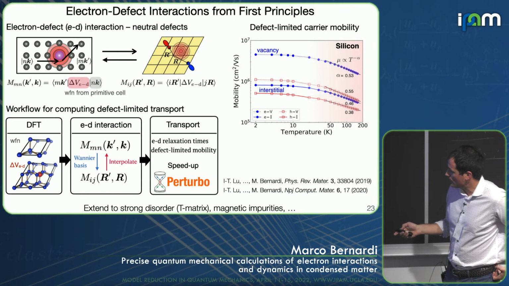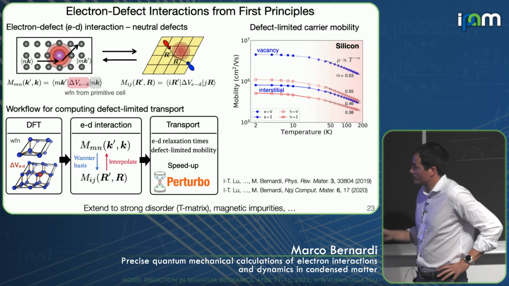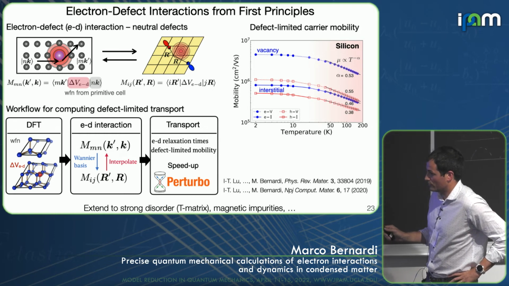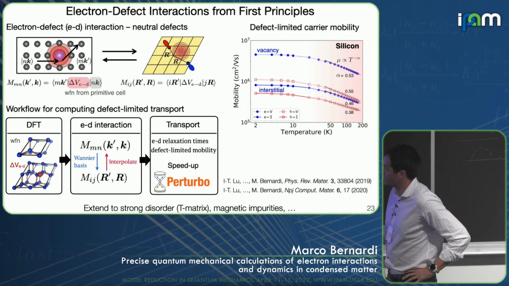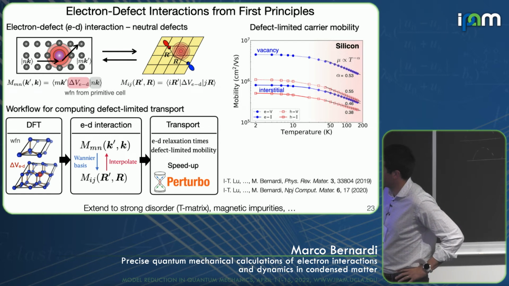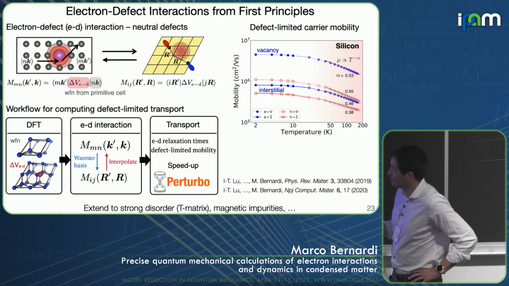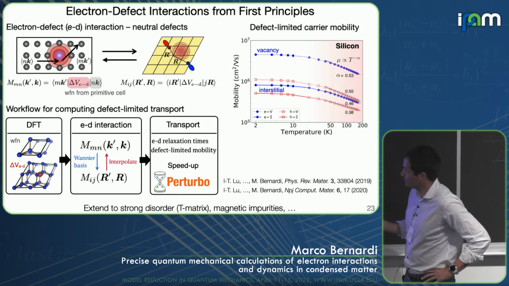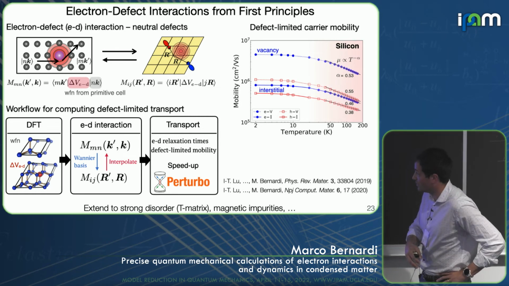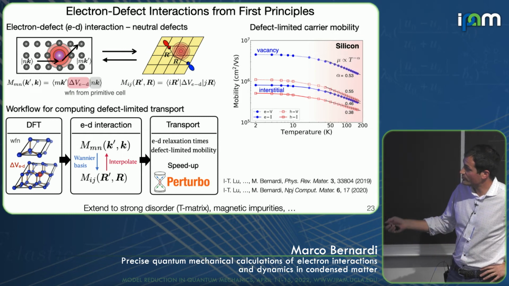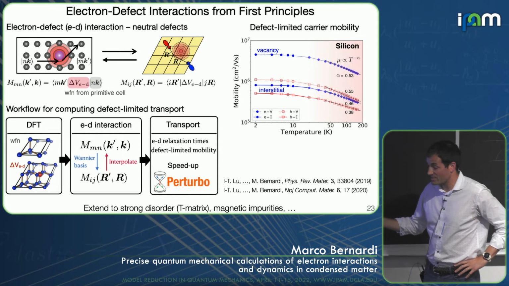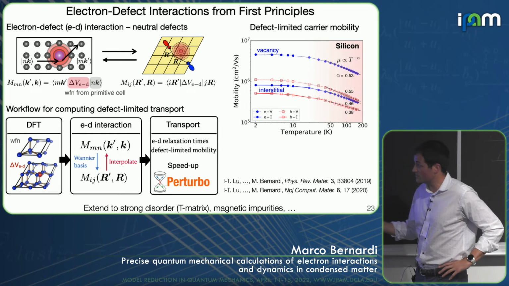Okay, I would like to spend the last 5 minutes, if I have them, to very briefly, thanks, talk about another type of interaction between the electrons and defects. So in all materials, you have crystallographic defects. In principle, you could compute these scattering matrix elements between the electrons and defects.